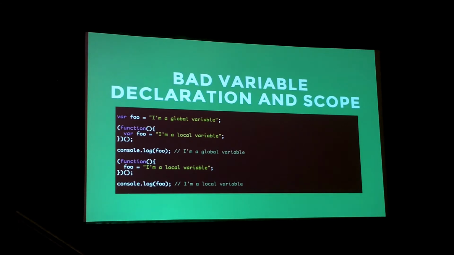And this exists as well, even if I didn't have the first foo there, even if I didn't have something defined in the global scope. If I just say foo, it would automatically create it on the global scope, even though it's inside the function.